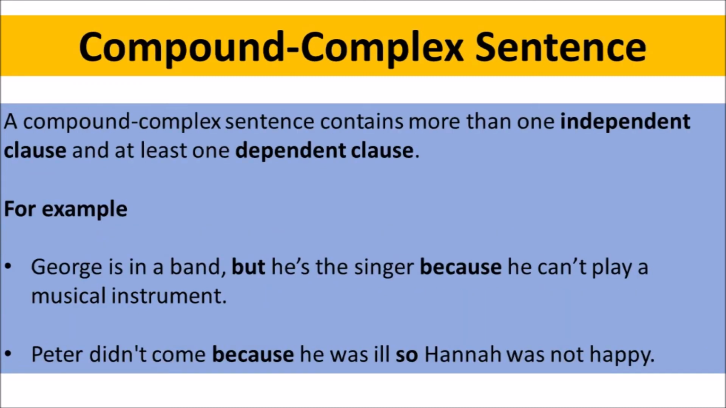Compound complex sentence. A compound complex sentence contains more than one independent clause and at least one dependent clause. For example, "George is in a band, but he's the singer because he can't play a musical instrument." "Peter didn't come because he was ill, so Hannah was not happy."